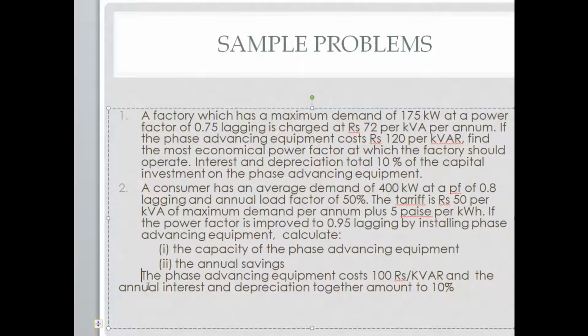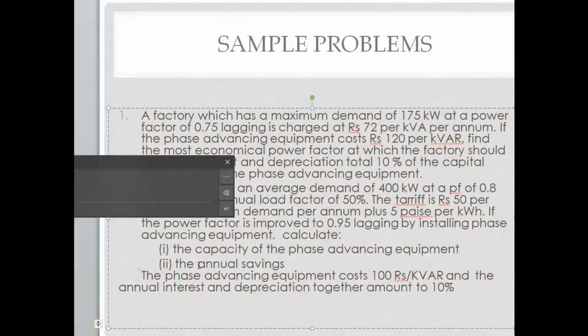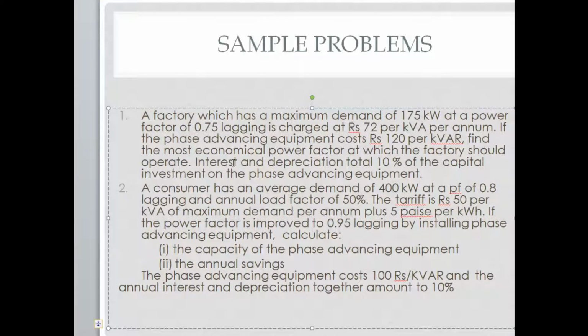Now kindly add this last statement in your module. I think I failed to write this one. The phase advancing equipment costs 100 rupees per kVAR, and the annual interest and depreciation together amount to 10%.